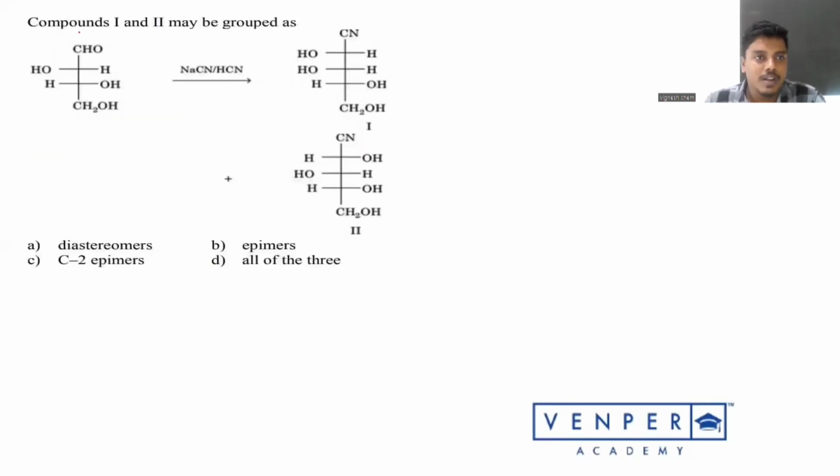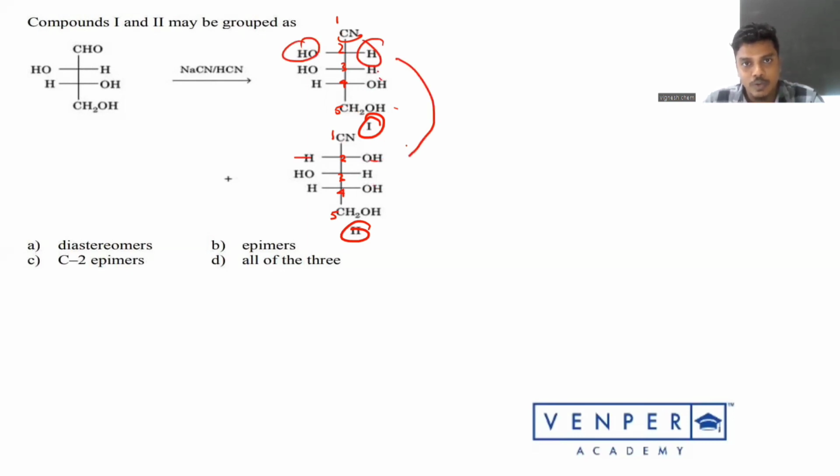Next one, this is a very important one. The compounds 1 and 2 may be grouped as what? This is compound 1, compound 2. They ask the configuration. Now look at the carbon. This is CN, and CH2OH, CH2OH only. This is the first carbon, this is the second carbon, and third, fourth, and fifth. Similarly, this is 1, this is 2, this is 3, this is 4, and this is 5. Yes or no? Now the second carbon, this is H, this is OH, but here it is OH and H. This H, OH, OH.